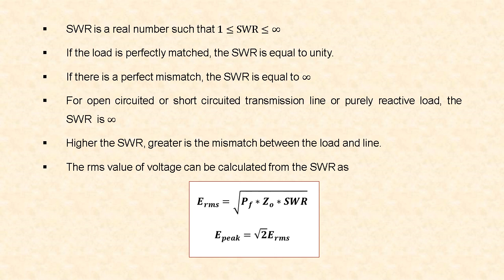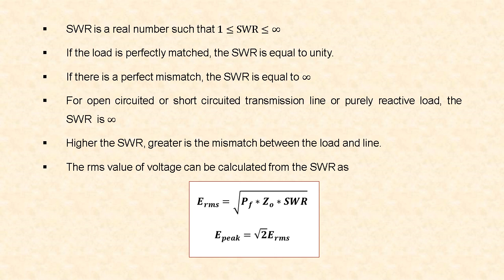If the value of standing wave ratio is high, then the mismatch between the load and the transmission line is also high. The RMS value of voltage of the standing wave can be calculated from the standing wave ratio as ERMS is equal to square root of (PF into Z0) into standing wave ratio. Here PF is the forward power, Z0 is the characteristic impedance.